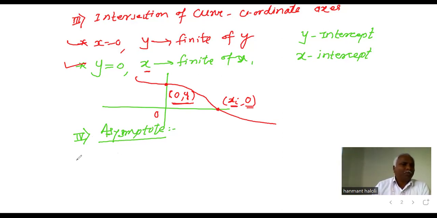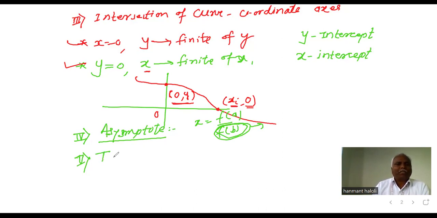Now after the asymptote we will go for the next point, the fifth one. Sometimes you are asked how to find the equation of an asymptote. Convert the equation to either x equal to f(y) upon g(y), or y equal to f(x) upon g(x). Now put the denominator equal to 0. That gives you the equation of the asymptote.